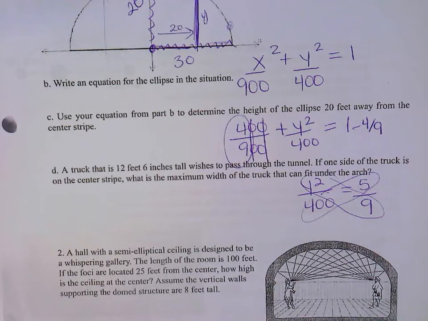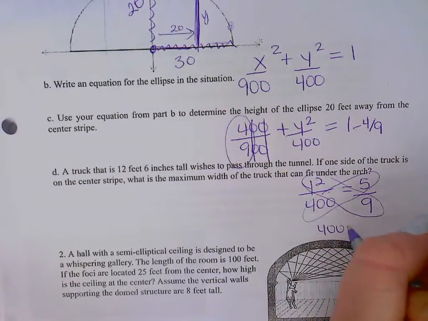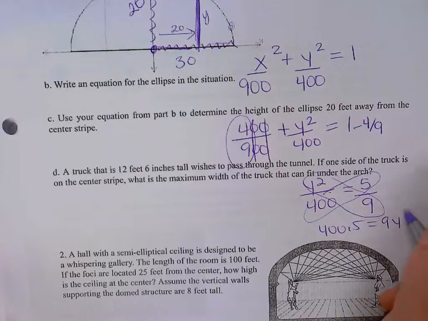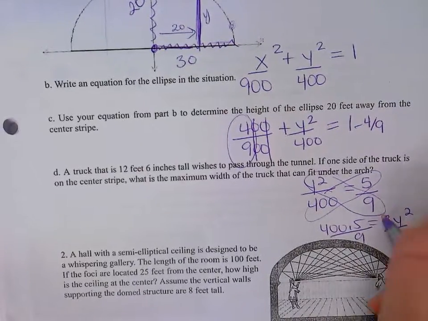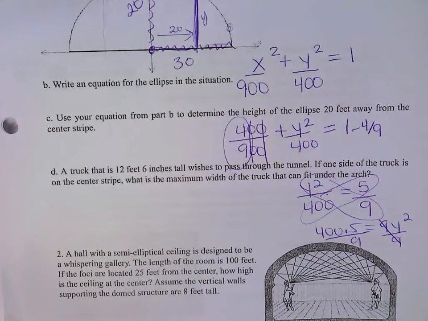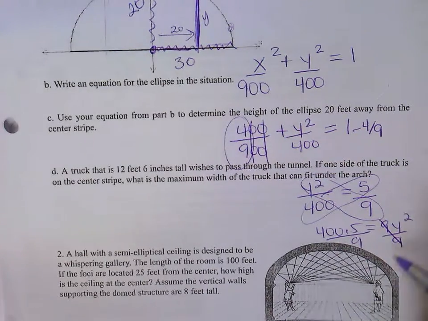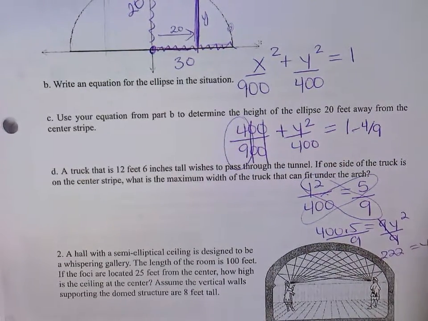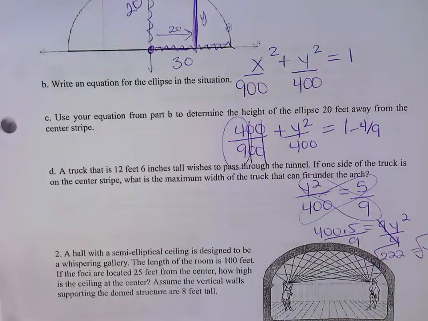So 400 times 5 equals 9y squared, so I'm going to divide by 9. You should be able to solve a proportion. Use whatever method you want. So what is 400 times 5 divided by 9? 222.22. And I have to take the square root of that to get my y value, right? Because right now I have 222 equals y squared. I'm going to take the square root of both sides.